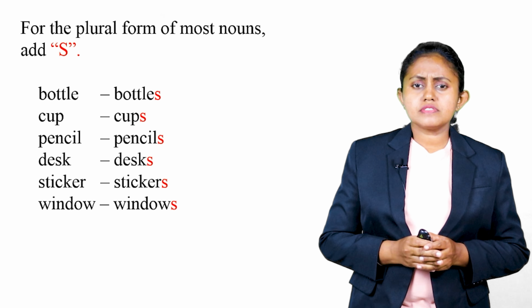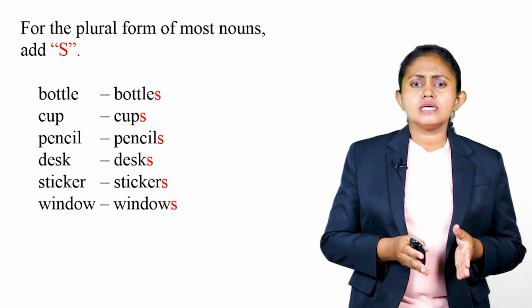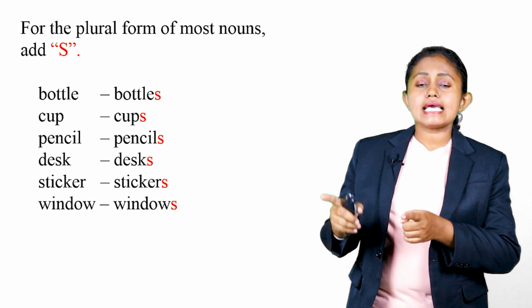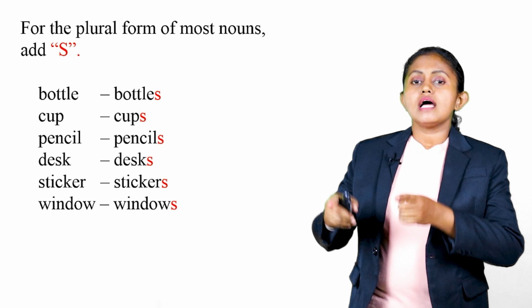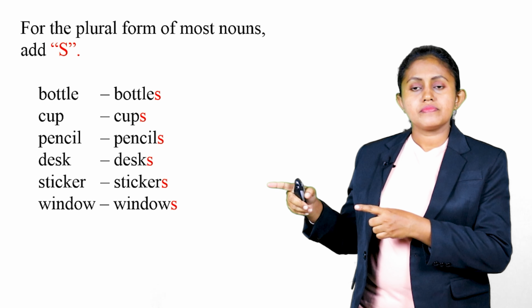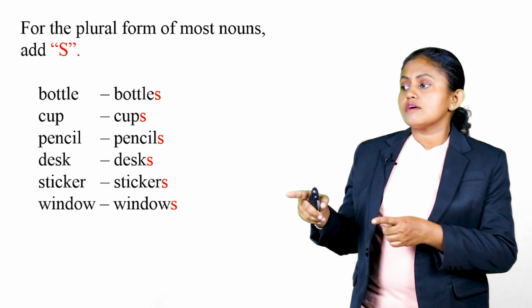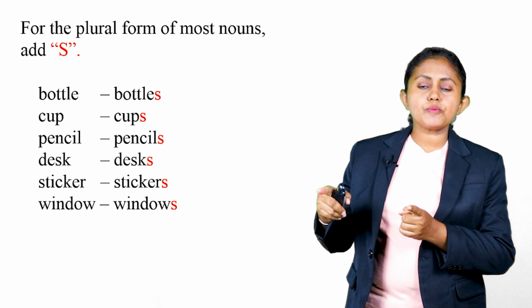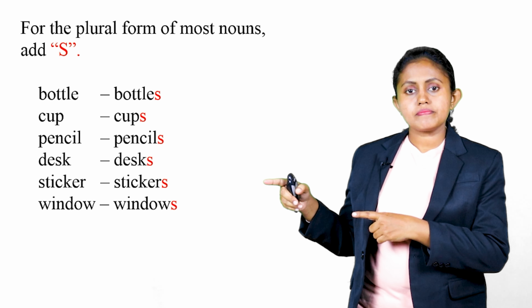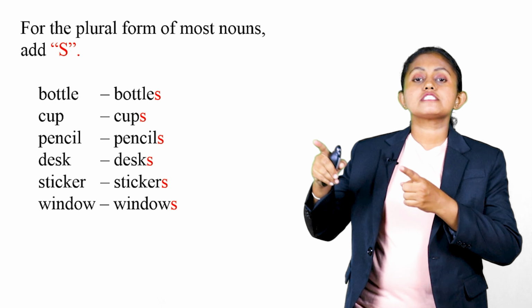As we discussed above, there are some rules and situations that we can make plurals of singular nouns. Apart from those situations and rules, for other nouns we can add s to make their plurals. Like bottle becomes bottles by adding s. Cup becomes cups by adding s. For the noun pencil, we can add s to make its plural as pencils. Desk, desks. Sticker, stickers. And window becomes windows.